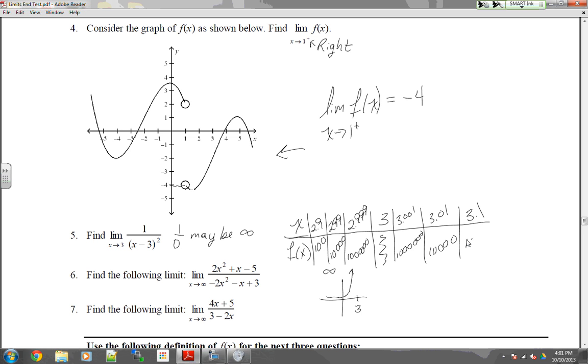So since the left side goes to infinity and the right goes to infinity, our limit is in fact infinity.